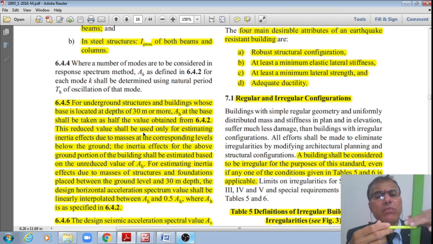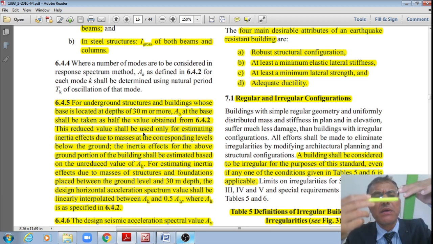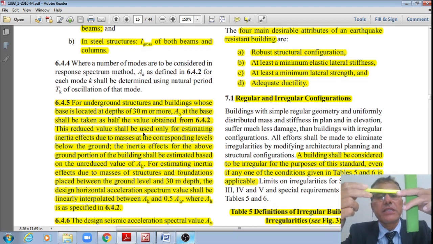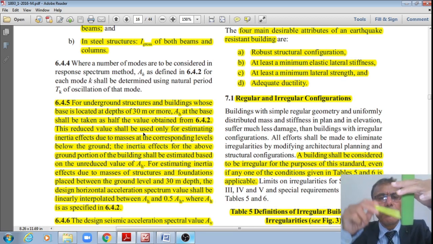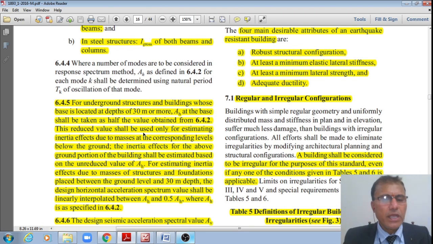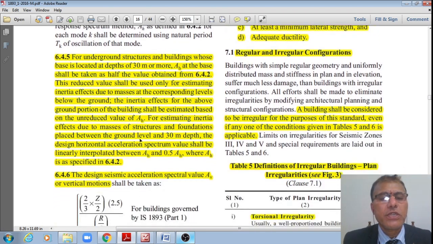For estimating the inertia effects due to masses of the structure and foundations placed between the ground level and 30-meter depth, the design horizontal acceleration spectrum value shall be linearly interpolated between AH at the ground level and 0.5 AH at the 30-meter depth. Wherever you want, you just interpolate in between. That is how the interpolation shall be done.